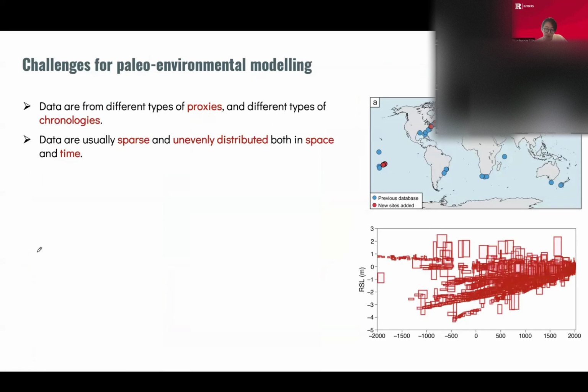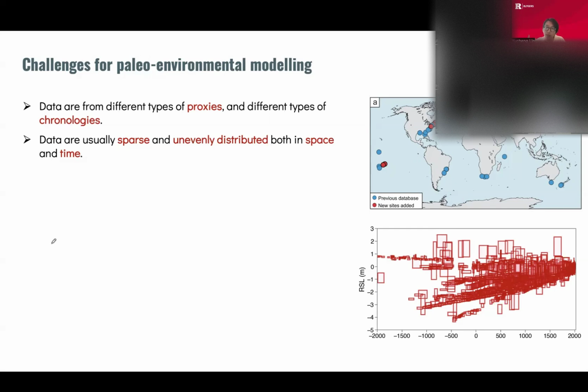Reconstructing sea level in the past is a really challenging task because we have so many types of proxies and so many types of chronologies. All of them contribute different levels of uncertainty, and usually data are really sparse and unevenly distributed, both in space and time. If you look at this figure on the right-hand side, from a paper by Jennifer Walker, 2021, you can see that although we are looking at the Common Era, the last 2,000 to 3,000 years, we don't have much sea level data across the world. Most of it is in North America and Europe.